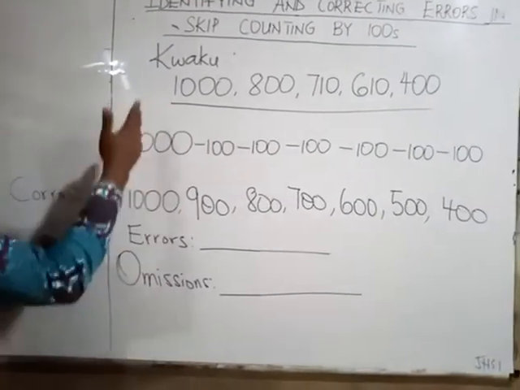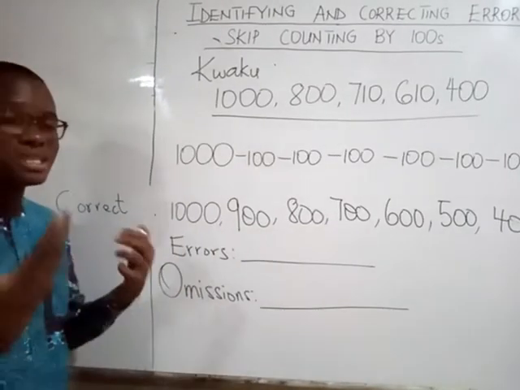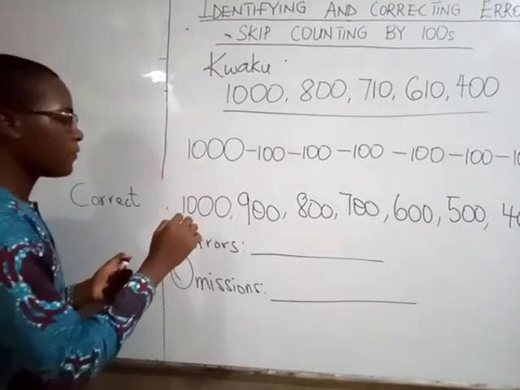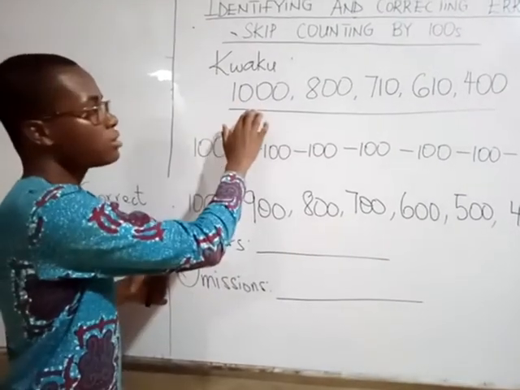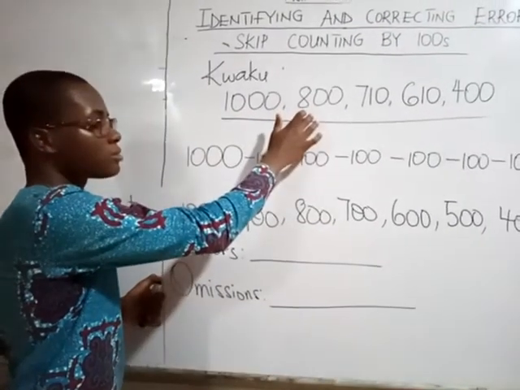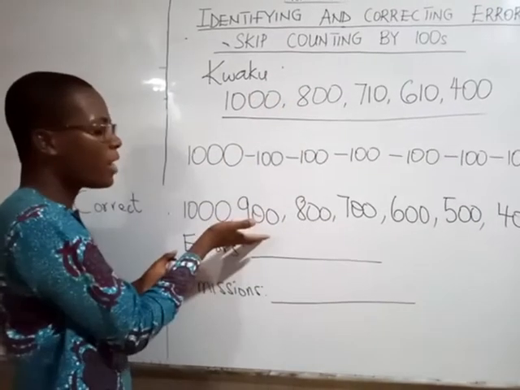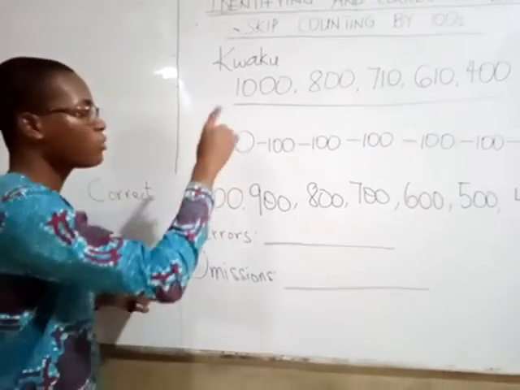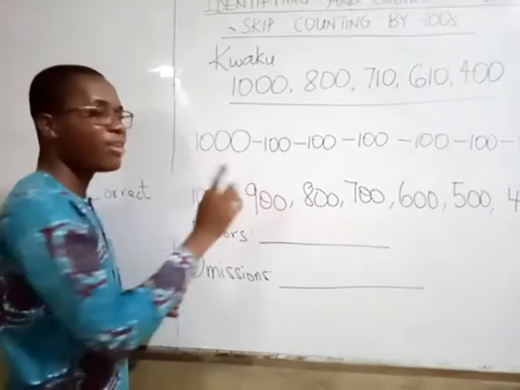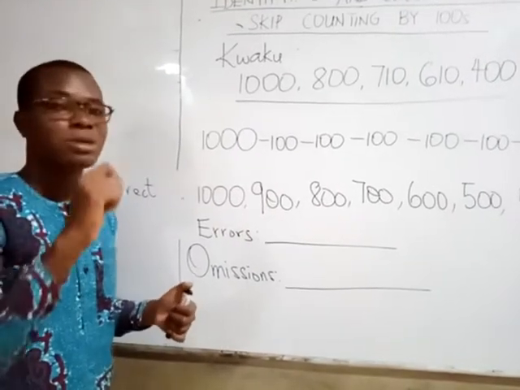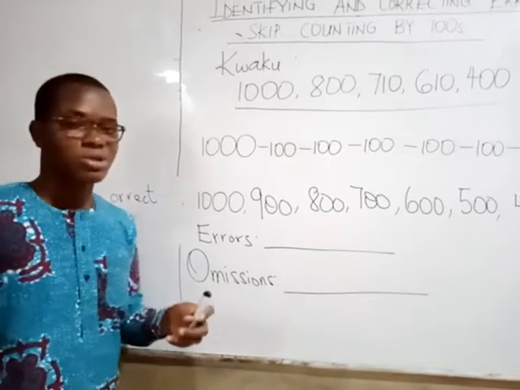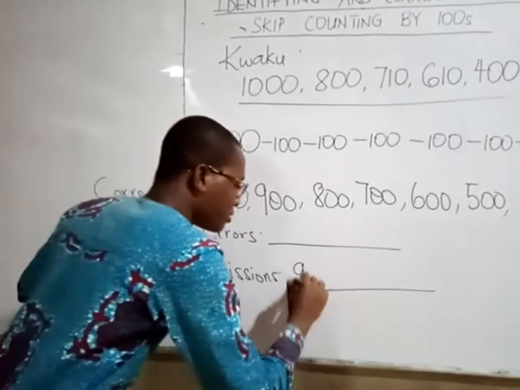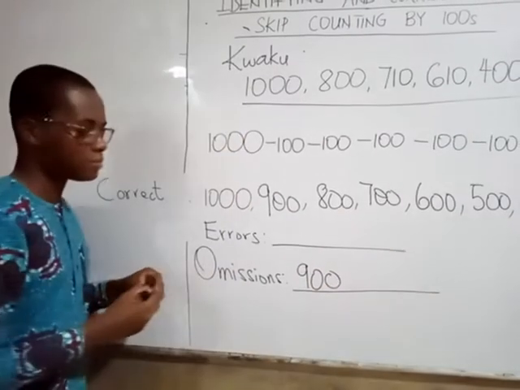Now the 1,000 was over there, so now I'm looking for the error, the mistakes he did. You notice that from 1,000 he moved to 800. So when you compare it to this, you notice that he missed something. And that thing was 900. So 900 is not an error, it's rather an omission. He left it out. Okay, so 900 will be an omission.